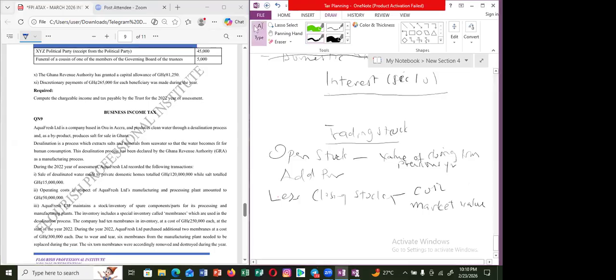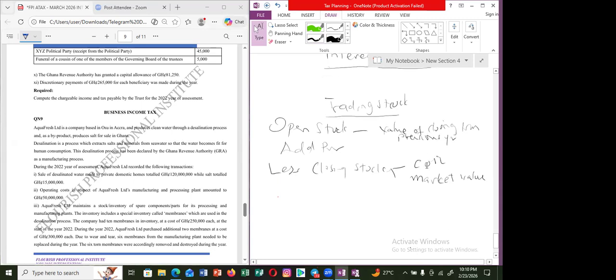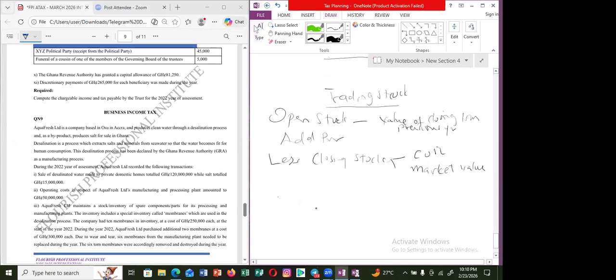And then section 12 basically talks about repairs and improvements. So section 10 talks about how much interest you can deduct, provided that the loan was used for the purpose of producing income. Section 11 talks about how much of the value of trading stock you can deduct, and I've given you the approach. Section 12 talks about repairs and improvements.